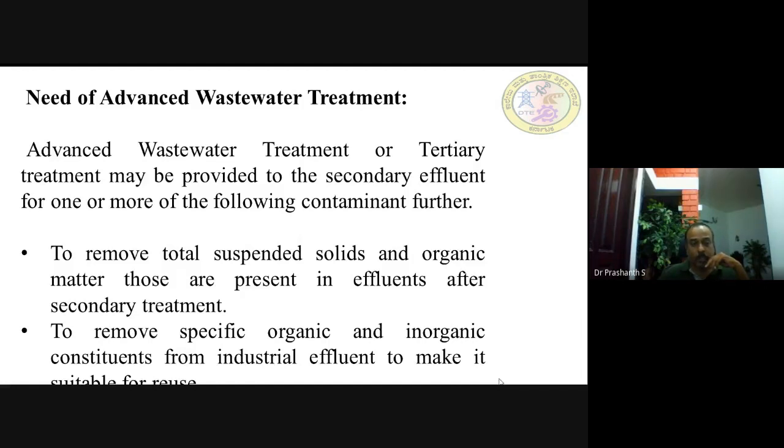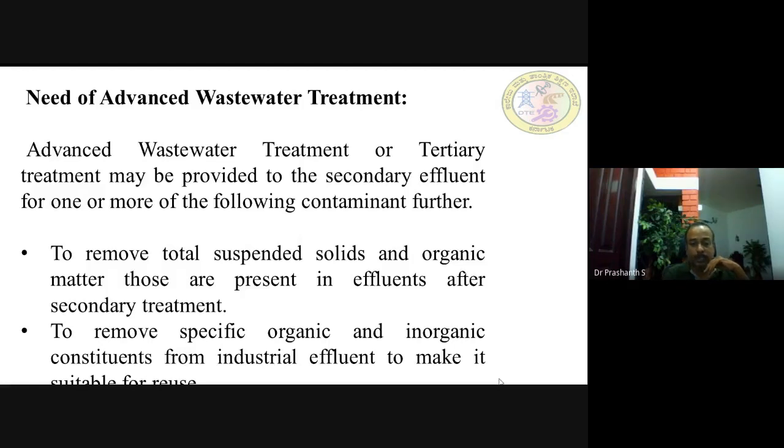Number one is to remove the total suspended solids and organic matter that are present in the effluent after secondary treatment. If you check the quality of effluent coming out of secondary wastewater treatment, that is from trickling filter or from the activated sludge process, it may have some amount of suspended solids and some organic matter which have to be removed before disposing the effluent to a nearby river. So that is one of the reasons.